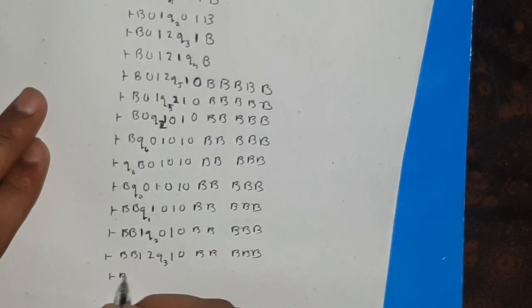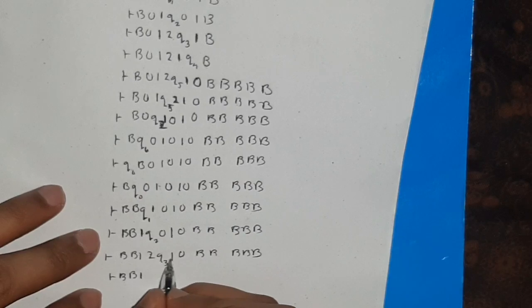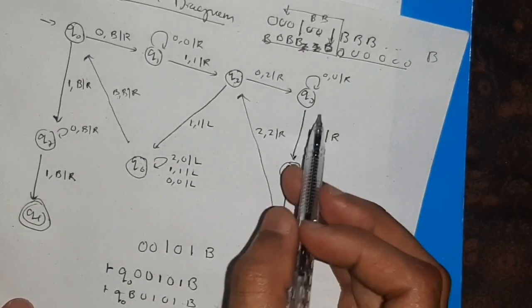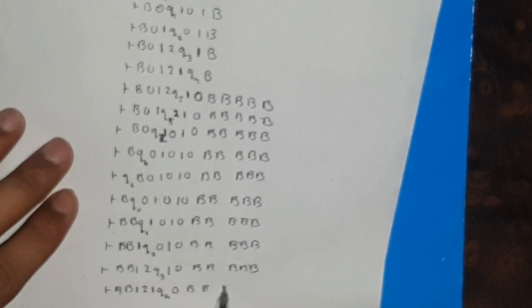After that, b b 1. What is q3 on 1? q3 on 1, I guess we have to move to the right, keeping it as 1 only, and we'll move to the state q4. So it will be 1 only, and we'll move to the state q4, 0 b b b b.